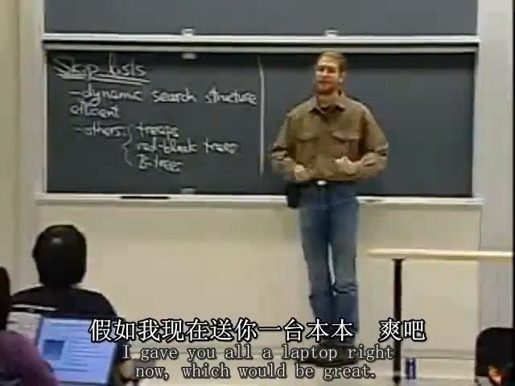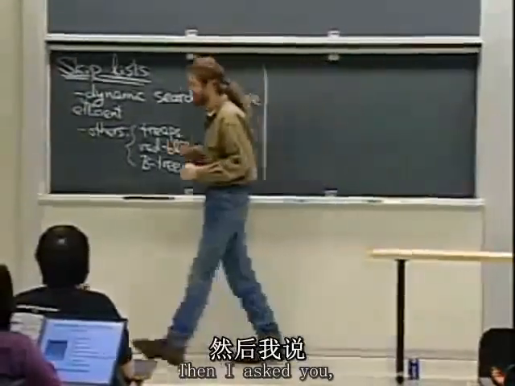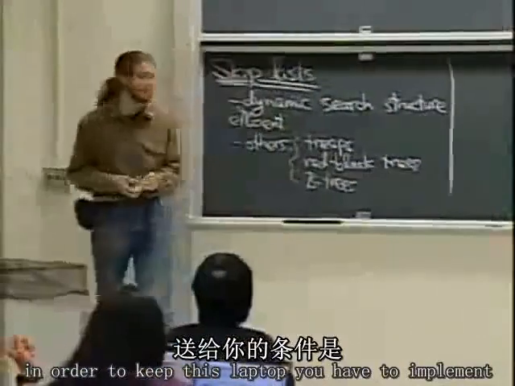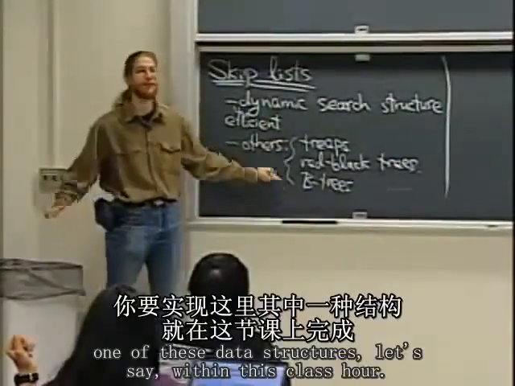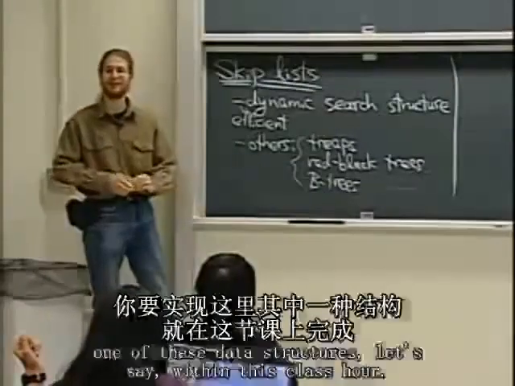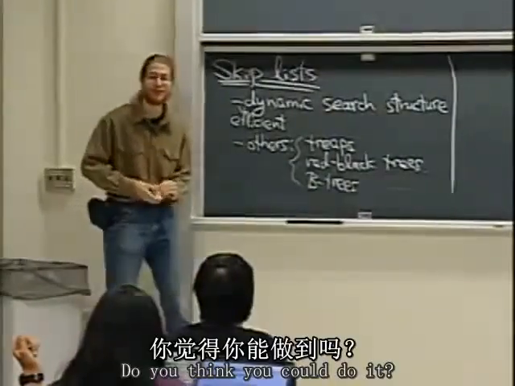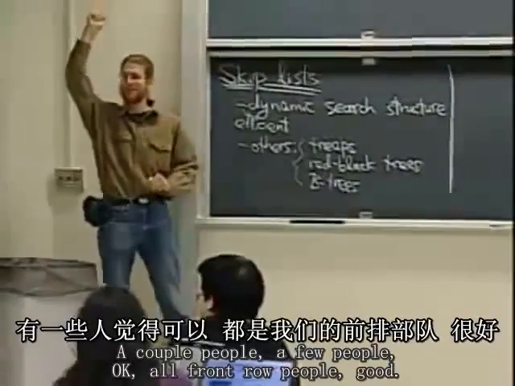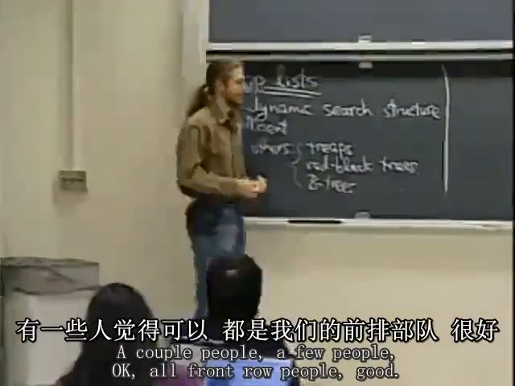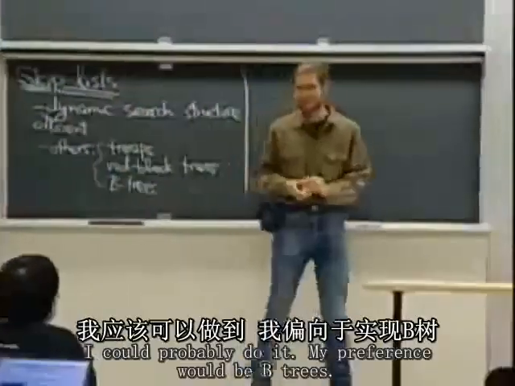So the question I want to pose to you is, suppose I gave you all a laptop right now, which would be great. But then I asked you, in order to keep this laptop, you have to implement one of these data structures, let's say within this class hour. Do you think you could do it? How many people think you could do it? One, a couple people, a few people, okay. All front row people, good. I could probably do it.